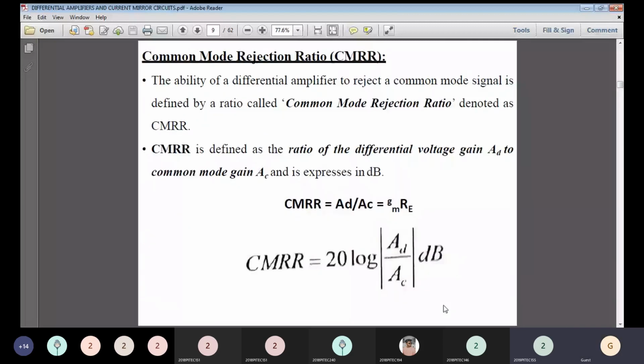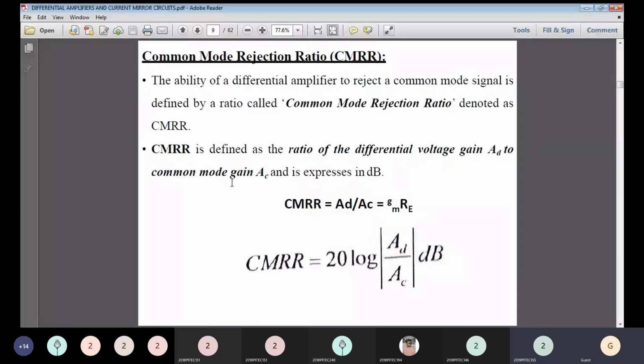So the next, in differential amplifiers, the main important parameter is the calculation of the common mode rejection ratio, CMRR. What we are going to reject here means the ability of the differential amplifier to reject the common mode signal. So for rejecting a common mode, this specification is needed, that is CMRR, common mode rejection ratio. This common mode rejection ratio is nothing but the ratio of differential voltage gain AD divided by common mode gain AC.